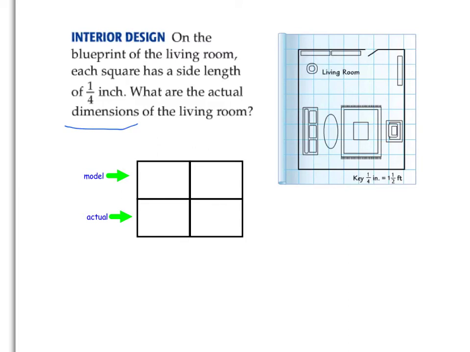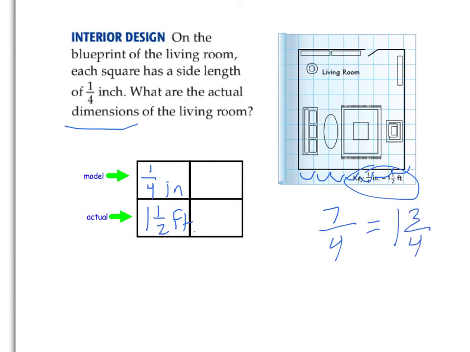So first I'm going to look at my key, which says 1/4 inch is equal to 1.5 feet. And I'm going to count these. So I have 1, 2, 3, 4, 5, 6, 7 quarters, or in other words, I have 1 3/4 of an inch. Okay, so 1 3/4 inches.